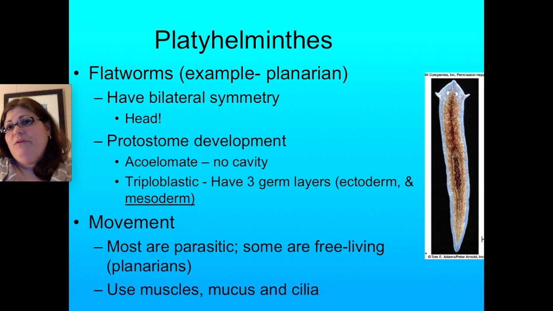In order to move, flatworms use a couple of things. So flatworms, as I mentioned, have mesoderm, so they have muscles. They also secrete a mucus, some of them, which allows them to glide on surfaces. And finally, they also have cilia. Remember, cilia are short hair-like projections on cells that allow them to move as well. Take a moment and pause if you need to for notes, and then let's review.